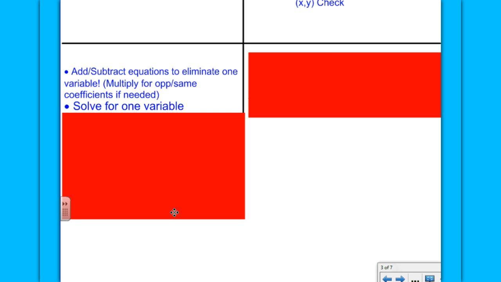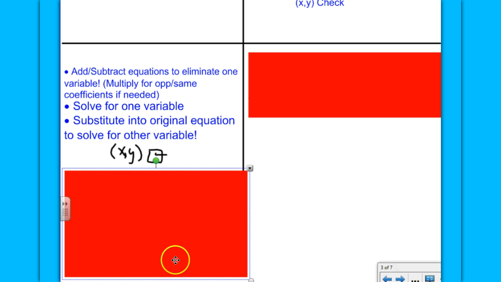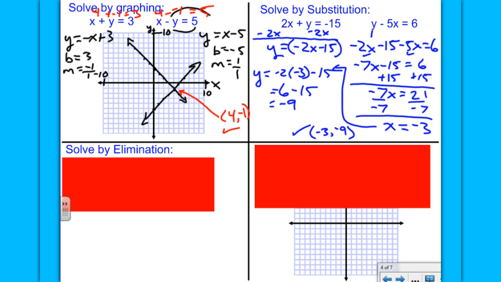Can you sing that? Plug it in, and you have y. Okay? Don't forget, your solution is a point, an ordered pair. Two numbers. Solve by elimination this system.